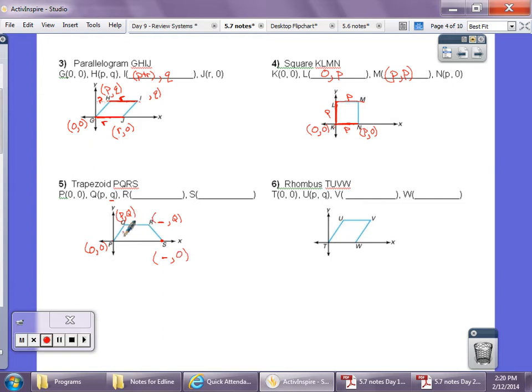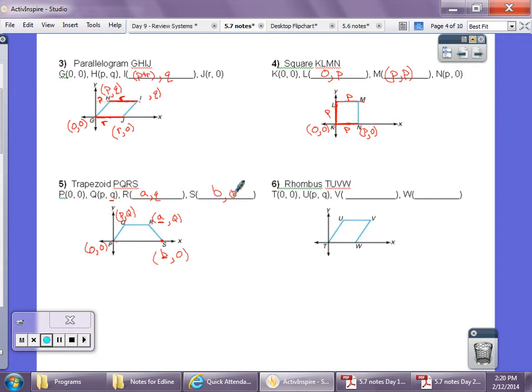But the thing about a trapezoid is we don't know anything specific about this. So what we can say is we don't know this value, so we can call it A. So R is going to be A, Q. And we don't know how long this is, so we can say that this is B. So we can say that this is B, 0.